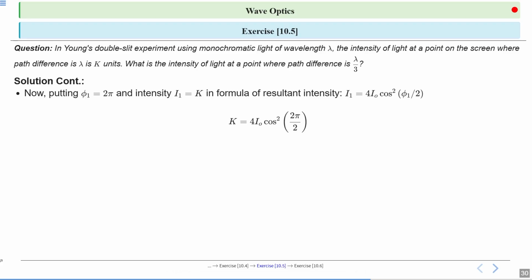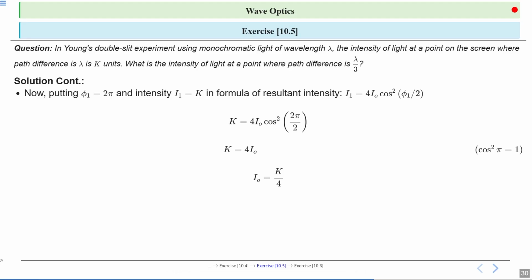2 pi upon 2. So after solving, what is 2 pi upon 2? It will become pi. So what is cos pi? It is minus 1, and cos square pi, so minus 1 square is 1, so cos square pi is 1. So K will result in 4I0, where cos square pi is 1. This simplification shows us that intensity K is directly related to the initial intensity I0.